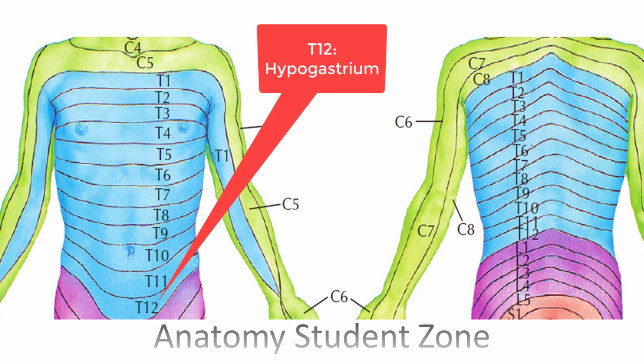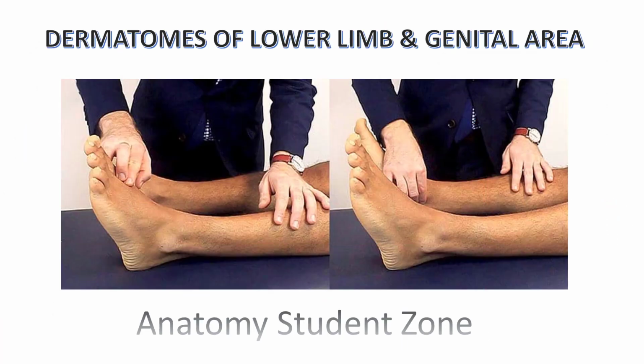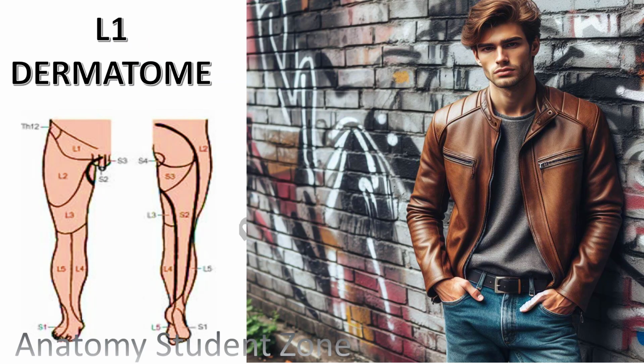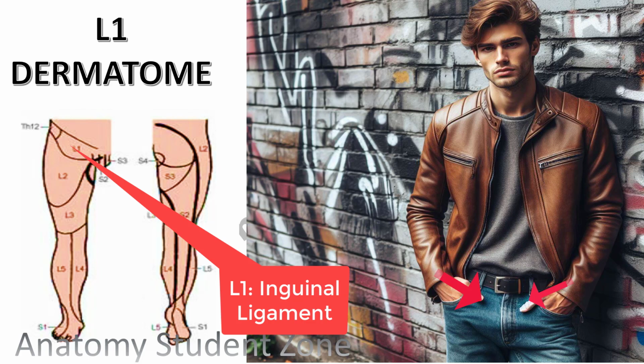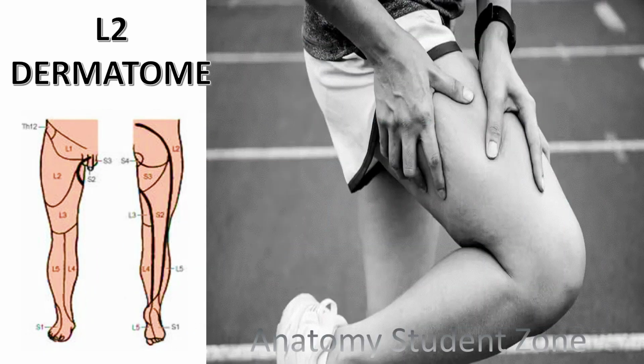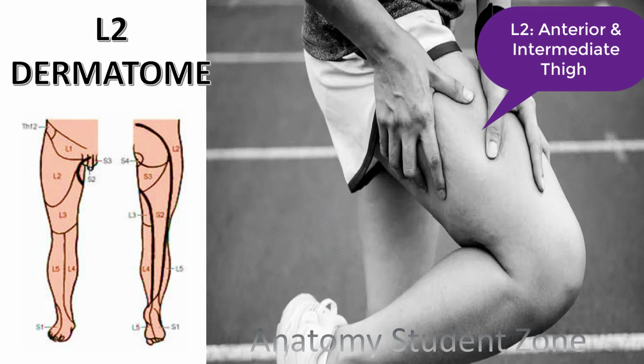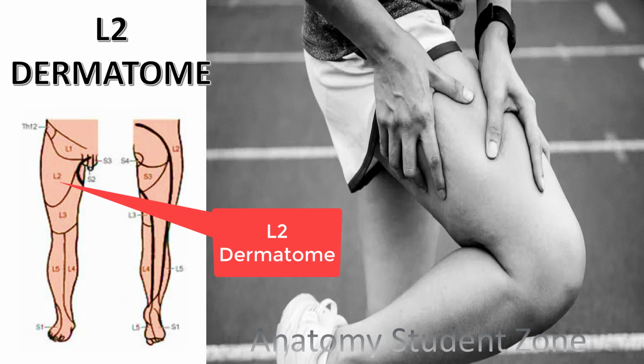Now we will cover the dermatomes of the lower limb, which are from L1 to S5. L1 represents the inguinal area in this region. You can easily remember this when you put your hand in your pocket and the direction of your fingers is inward, or medially. So it represents the inguinal ligament, that is L1. When you put your hand on the thigh, that represents the anterior and intermediate thigh. Its dermatome is L2, which we can also see here.